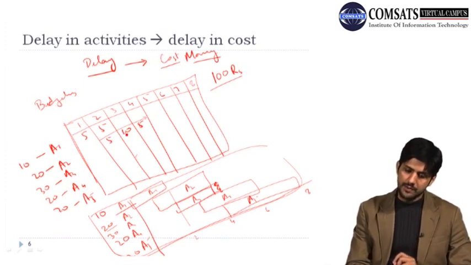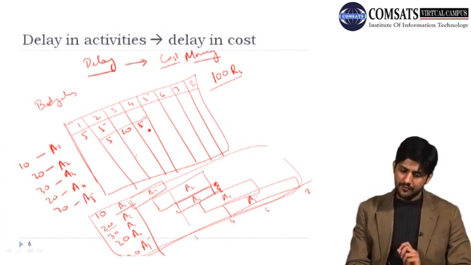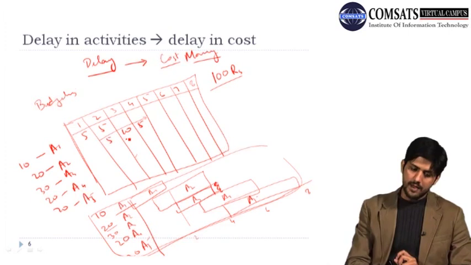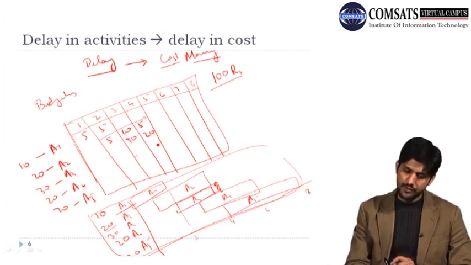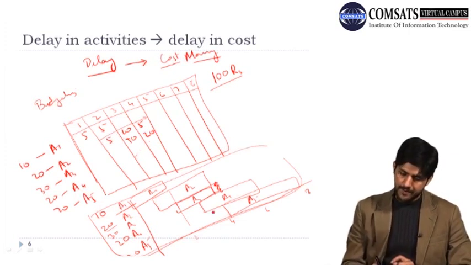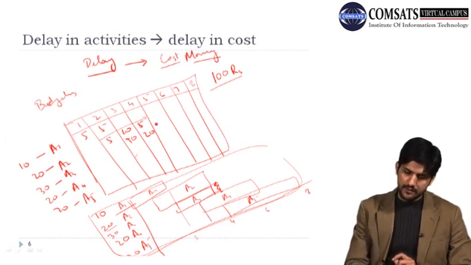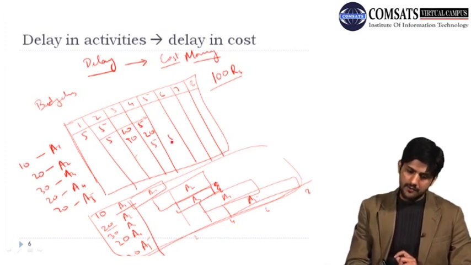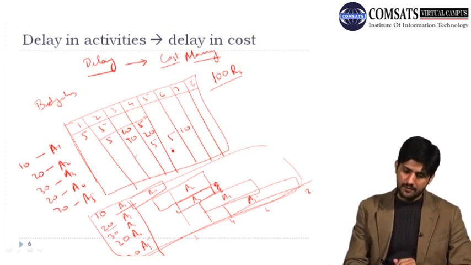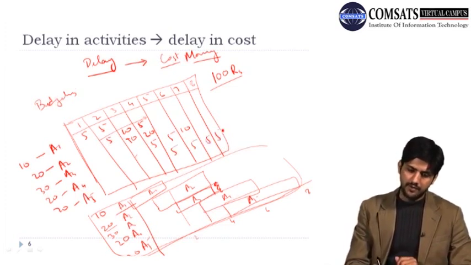Similarly, for activity 3, which was scheduled for the 3rd and 4th day, we say that 10 rupees is going to be spent here and 20 here. And similarly for activity 4, which was scheduled between 3 and 6, we say that 5, 5 and 10, and then we say that 5, 5, 5 and 5.